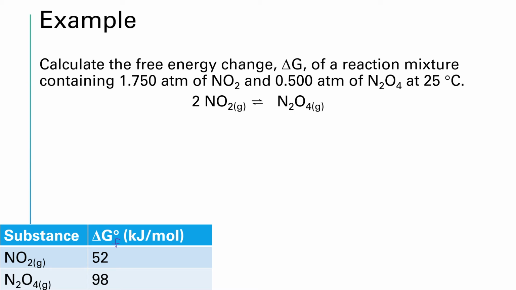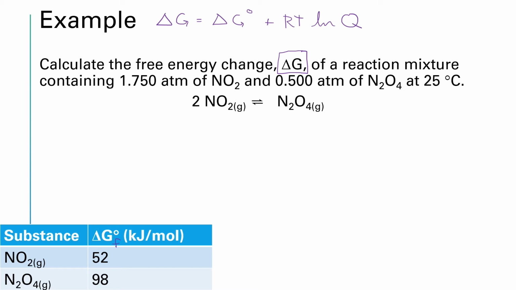Couple things to point out here. We're asked to find the free energy change, delta G. Notice there's no naught on this. This one is not a typo. This one is at non-standard conditions because we do not have 1 atmosphere of NO2 and we do not have 1 atmosphere of N2O4. We have different values. So we need to use the special equation to calculate that. And that's the equation that says delta G is equal to delta G naught plus RT times the natural log of Q.